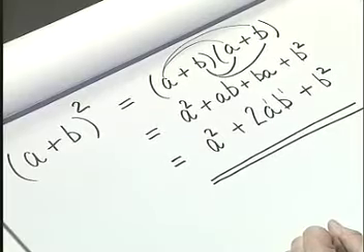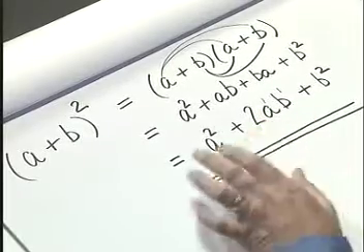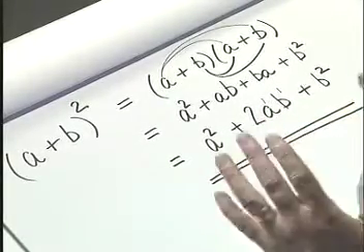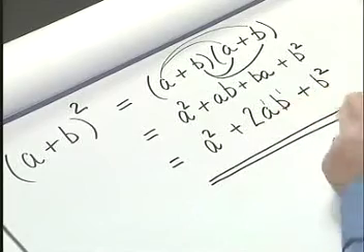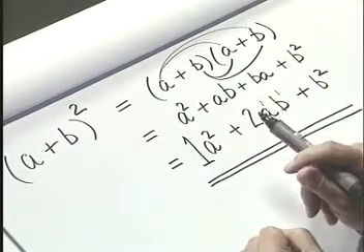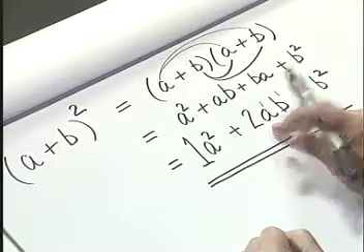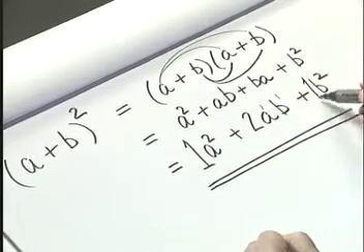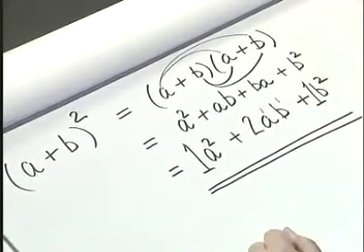What else can we observe? If we look at the coefficients of these terms, now the coefficients are the numbers in front of each of these terms. Well, there's a 1 in here, although we wouldn't normally write it in. There's a 2 there, and there's a 1 in front of the b squared, although we wouldn't normally write it in. So the coefficients are 1, 2, and 1.